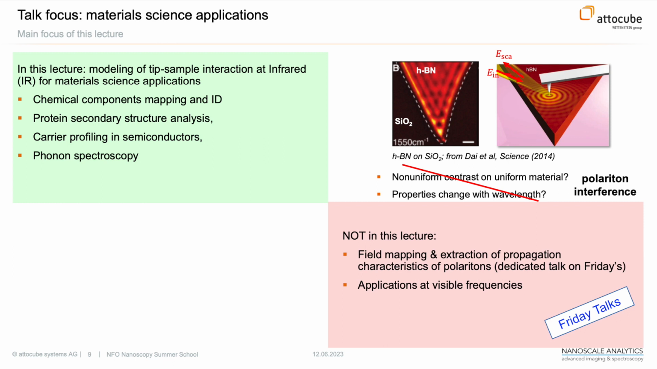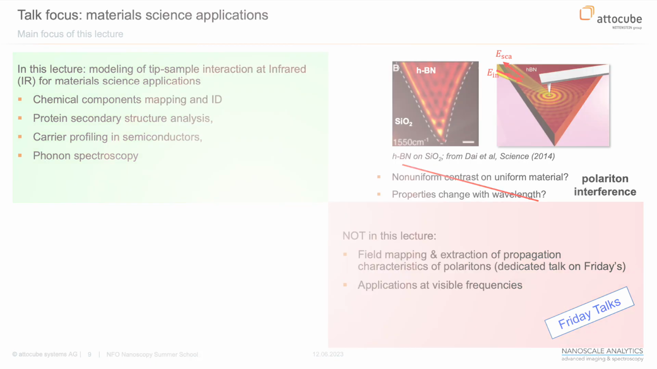So we're trying to understand the material response, something like chemical component mapping and chemical identification, protein secondary structure, carrier profiling in semiconductors, phonon spectroscopy, things like this. But I will not talk about the field mapping and extraction of propagation characteristics. This will be the subject of Friday talks. There are several people who will discuss it and, of course, talk about what you can extract from those data.